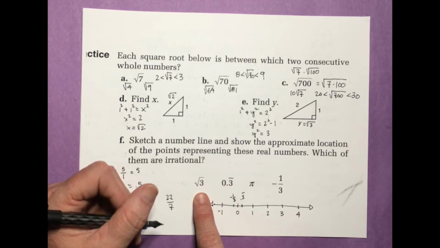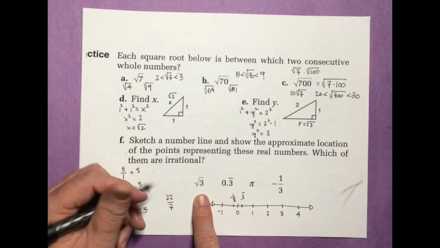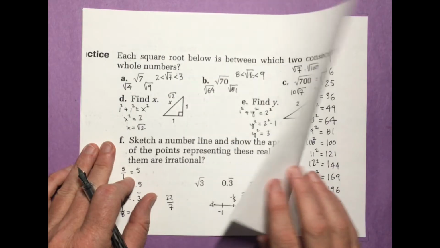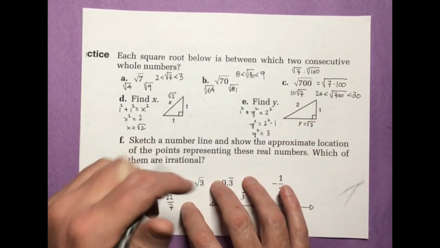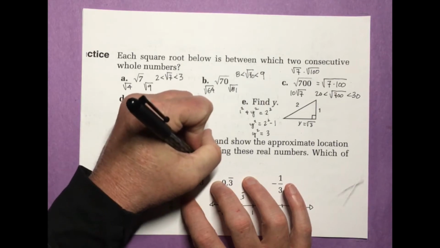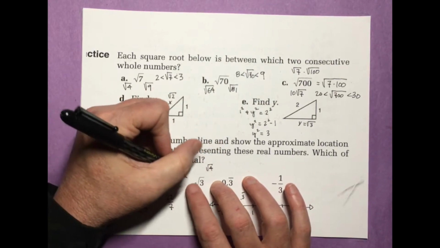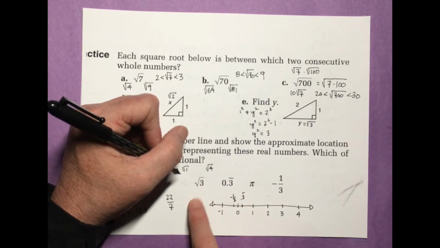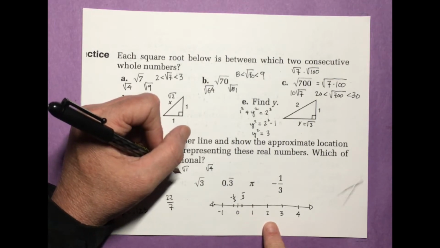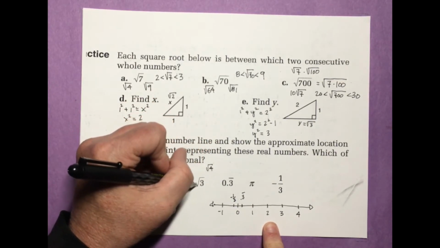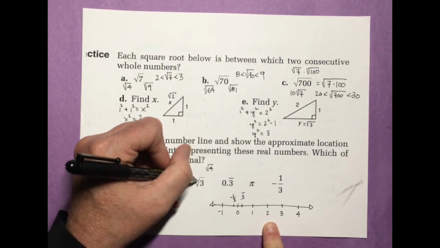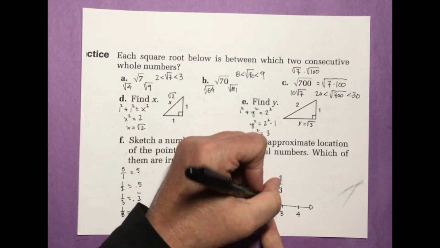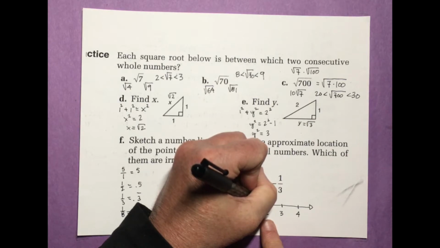Root 3? Now, I don't know what the square root of 3 is, but remember what we just did up here. I know by looking at my squares that root 3 must be between root 1 and root 4. Well, root 1 is 1 and root 4 is 2. That means whatever root 3 is, it's somewhere between 1 and 2. And since 3 is closer to 4 than it is to 1, we can reasonably assert that the square root of 3 must be closer to 2 than it is to 1. So I'm going to put the square root of 3 about right there.